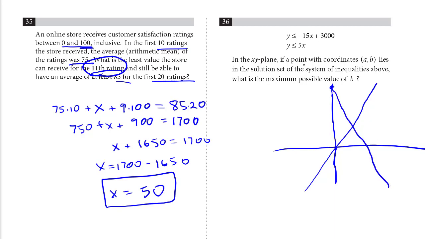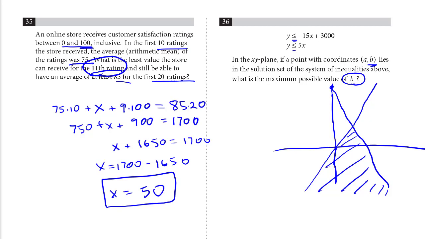Okay? The solution set's going to be less than or equal to both. So I can keep them solid lines because the equal case is included. So less than or equal to both is this shaded region, this quadrant right there. Okay? So we have points A, B in the solution set. What is the maximum possible of B? So what's the maximum Y value of any point that's in the solution set?